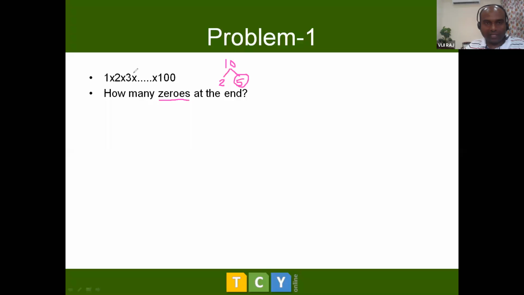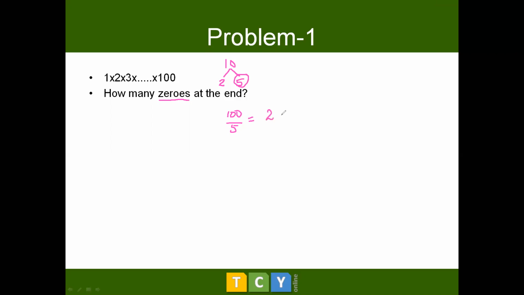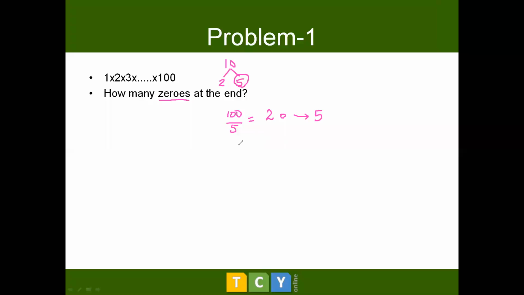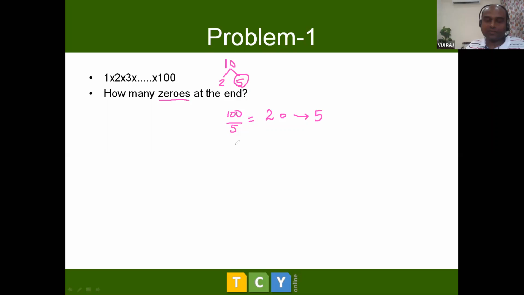So let us count the number of multiples of 5 till 100. To count the number of multiples of 5 till 100, we just have to divide 100 by 5. So there are how many multiples? 20. 20 multiples. All right. Now, every one of these 20 multiples will give us a 5. Agreed? Yes, sir.